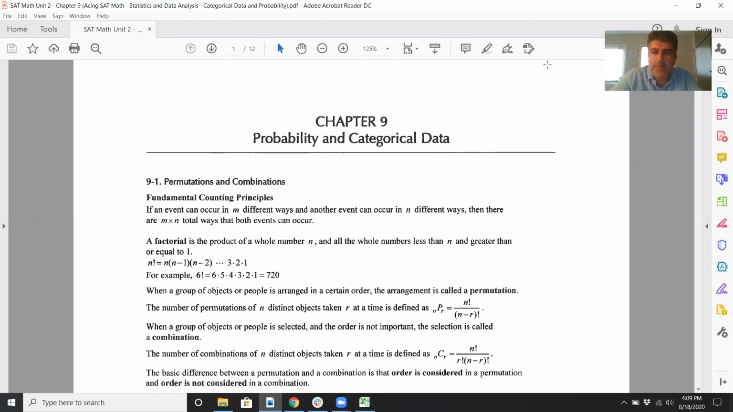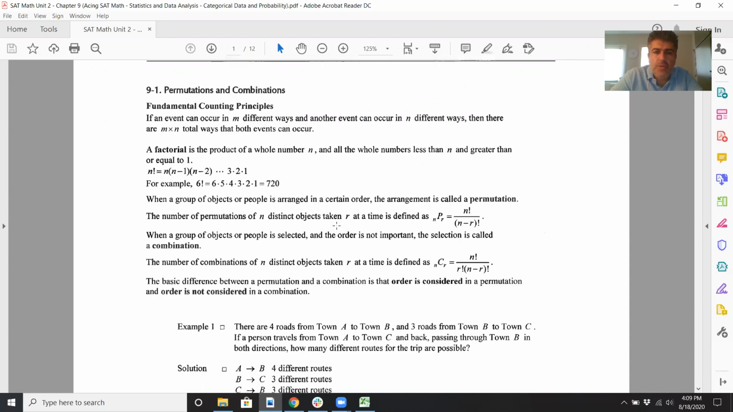So again, we're talking about Chapter 9, Probability Categorical Data for the SAT Math section. So 9.1, Permutations and Combinations.